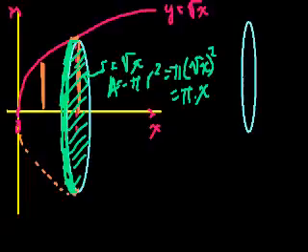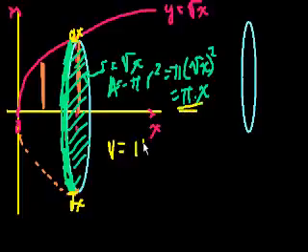Right? And we saw in the last video that depth is just a very small change in x, because we want each disk to be infinitesimally thin. So the width is just dx, right? At any point, the width is dx. So the volume of each disk is equal to the area, which we just figured out was pi x, times the depth, dx. That's the volume of each disk.